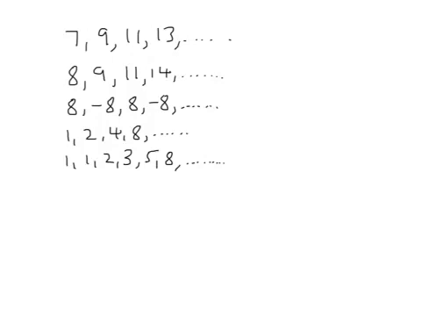This section of work is all about sequences, and here we've got 5 different sequences. This first one, you can see the numbers are going up by 2 each time. The next number would be 15, 17, and so on.